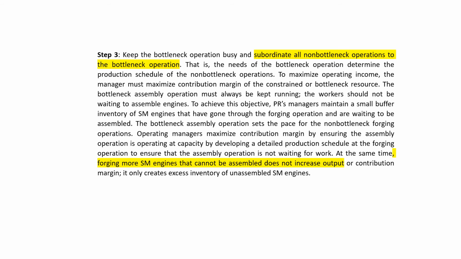Now, step three, keep the bottleneck operation busy. The non-bottleneck operations are subordinate, so we're going to send their output to the bottleneck operation. That is, the need of the bottleneck operation determines the production schedule of the non-bottleneck operation. To maximize operating income, managers must maximize the contribution margin of the constraint, or bottleneck resources. The bottleneck assembly operation must always be kept running. The workers should not be waiting to assemble engines.